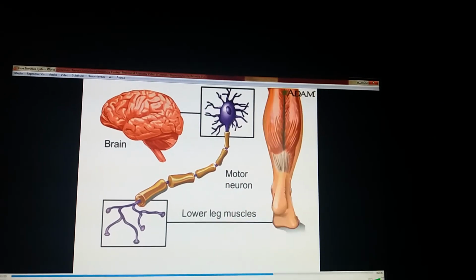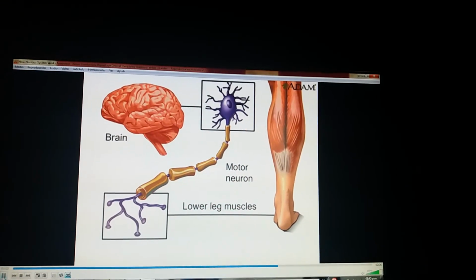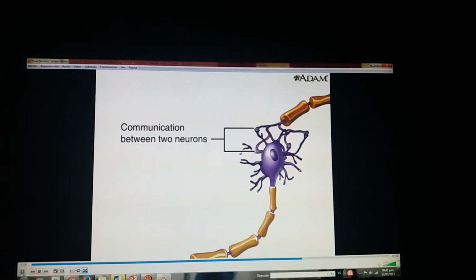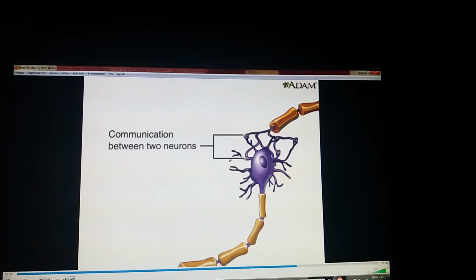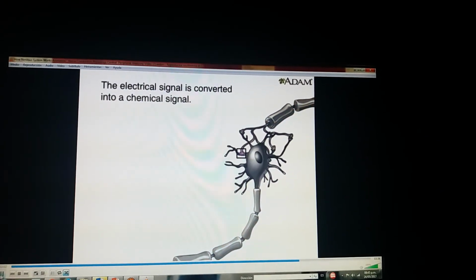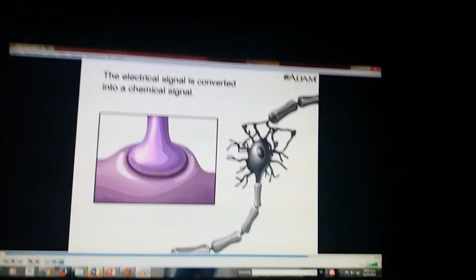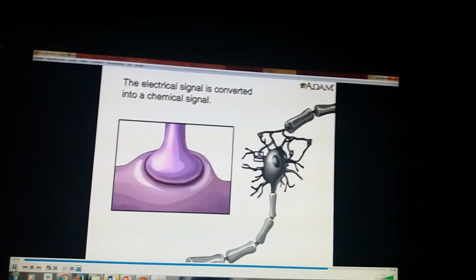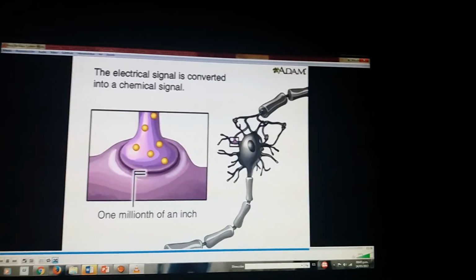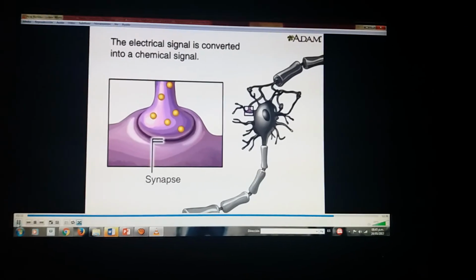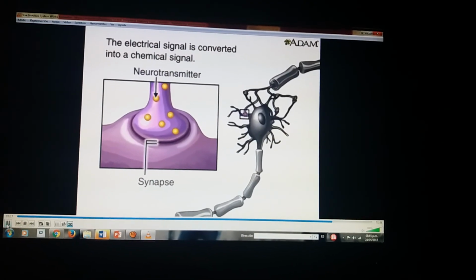Motor neurons are responsible for voluntary control of the muscles all over the body. The operation of the nervous system depends on how well neurons communicate. For an electrical signal to travel between two neurons, it must first be converted to a chemical signal. Then it crosses a space about a millionth of an inch wide. The space is called a synapse. The chemical signal is called a neurotransmitter.